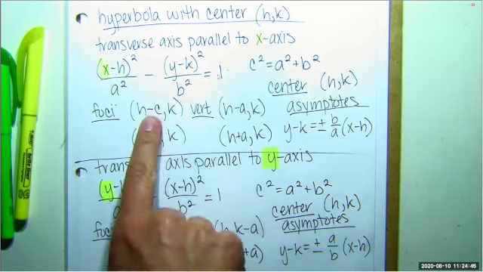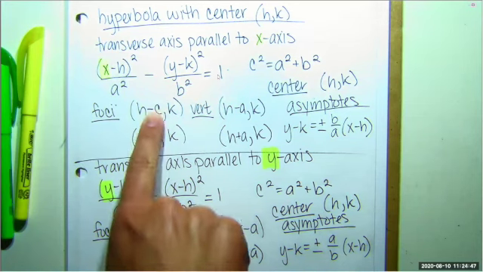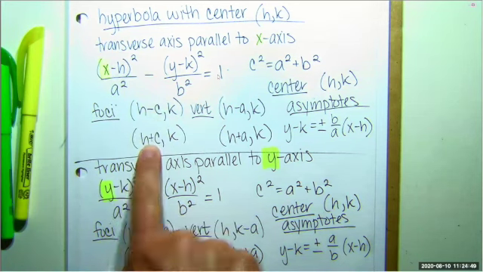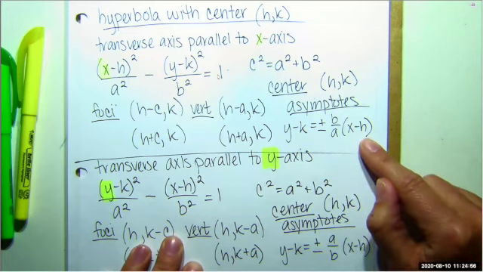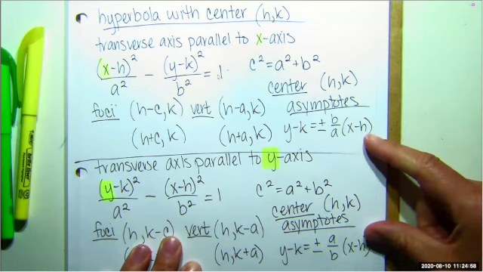Okay, so our foci are a distance of C away, so we still add and subtract C to our x coordinate here. Our vertices are a distance of A away, so we still add and subtract A to our x coordinates. The new thing here is our asymptotes. We have these oblique asymptotes.